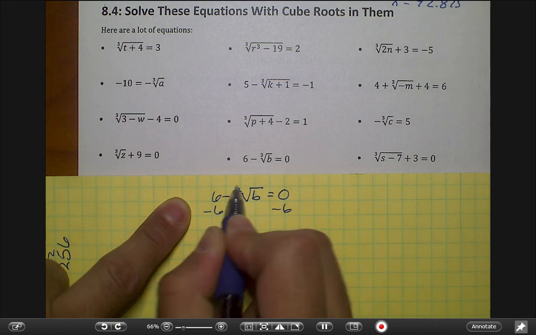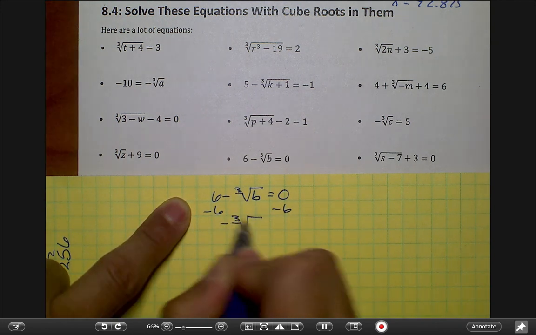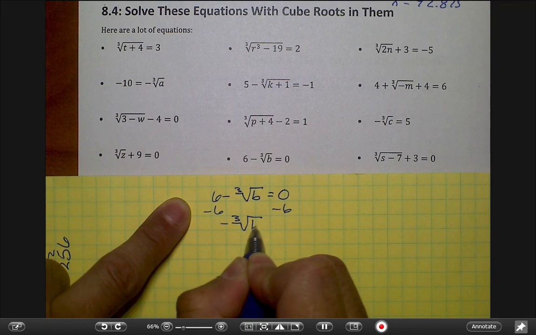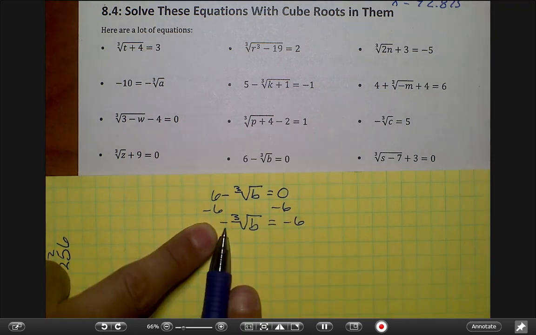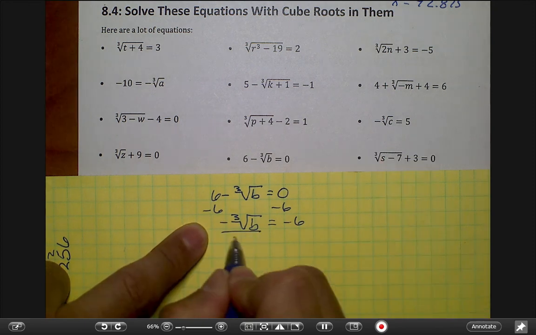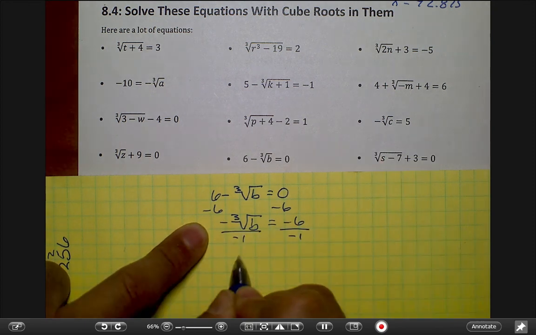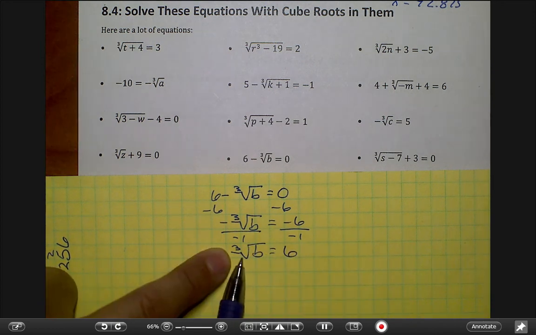So bring down the negative in front of this, so negative third root of b is equal to negative 6. Divide by negative 1 because I have to get rid of this. So cube root b equals 6. Now, how do I undo the third root?